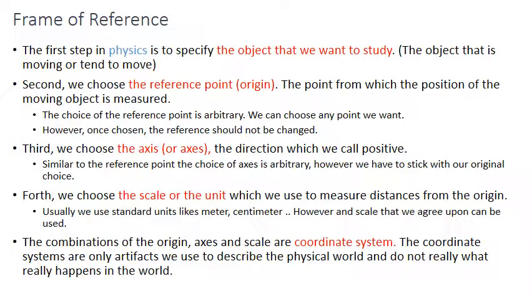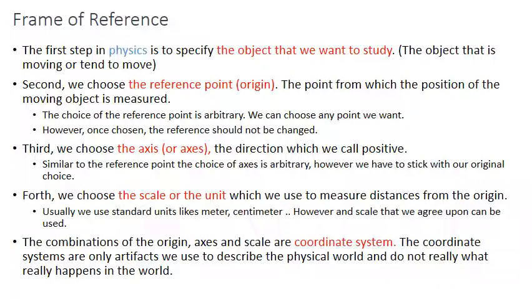Okay, so now what to do in a physics problem? How to tackle a physics problem? What is the strategy that we're going to use to tackle a physics problem? We said that for the most part of it, physics is a study of objects in motion. So the first step we want to do in any problem or in any project or any exercise is to specify the object that we are studying, the object that is moving or tends to move. What is our object?